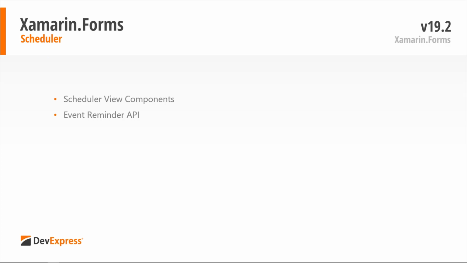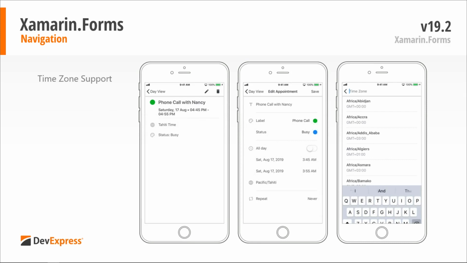We've got access now to the Event Reminder API, where you can plug appointment reminders into either iOS or Android's alarm system using a reminders changed event, and also access the get next reminders method of the data storage object. And then finally, we've got support, and this is a cool one, especially when we're working across multiple time zones like we are, for time zone support.